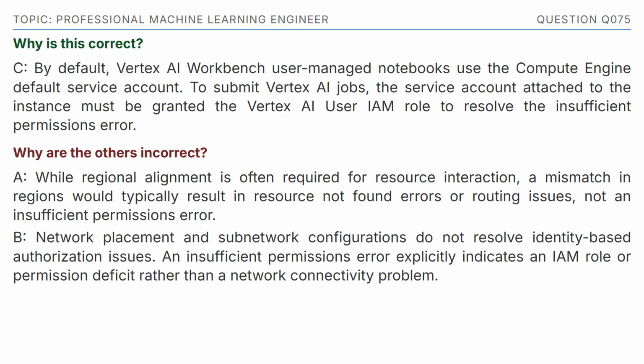Why are the others incorrect? A. While regional alignment is often required for resource interaction, a mismatch in regions would typically result in resource not found errors or routing issues, not an insufficient permissions error. B. Network placement and subnetwork configurations do not resolve identity-based authorization issues. An insufficient permissions error explicitly indicates an IAM role or permission deficit rather than a network connectivity problem.